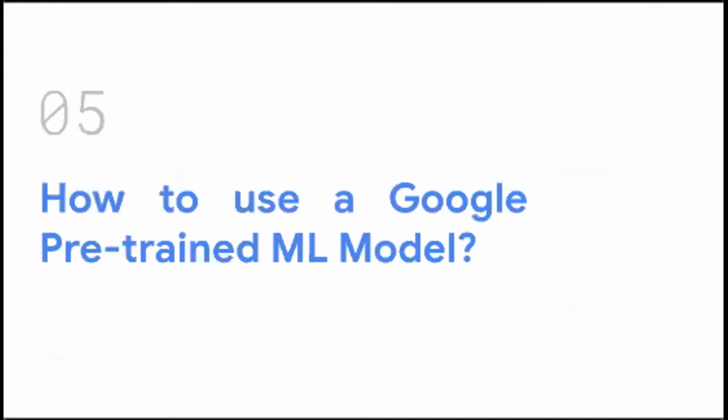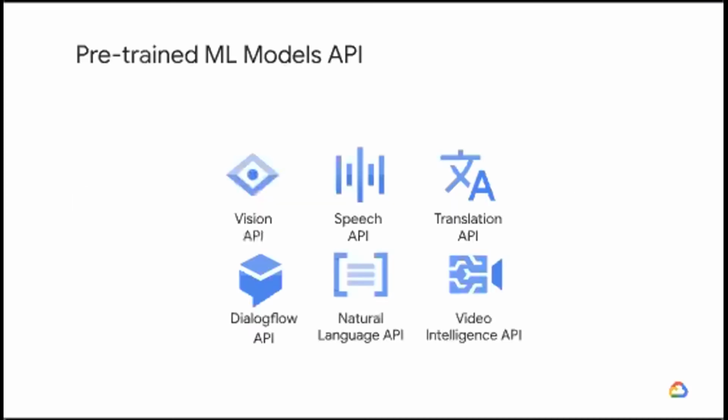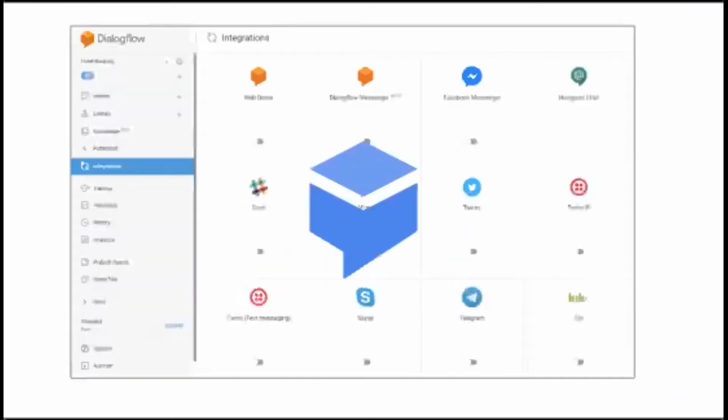So part 5, how to use a Google pre-trained ML model. Again, it doesn't have to be hard. I know I've made my living as an AI engineer, and I know we like to make it hard, but it doesn't have to be hard to use it to get some ML going. We can make it easy. You can invoke any of these pre-trained ML models for vision, for speech recognition, for translation, for video intelligence, for natural language, for dialogue. So let's have a look at the dialogue.